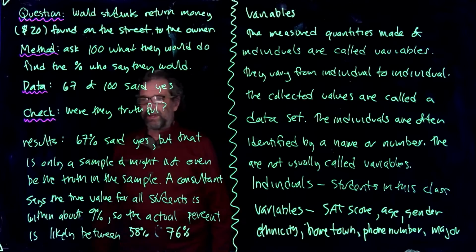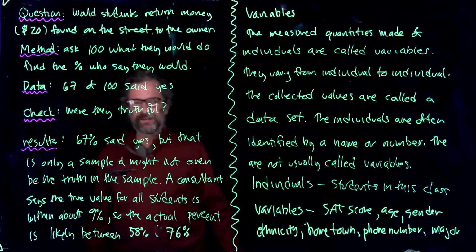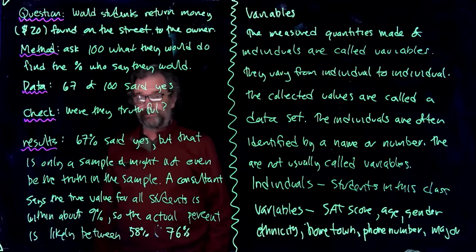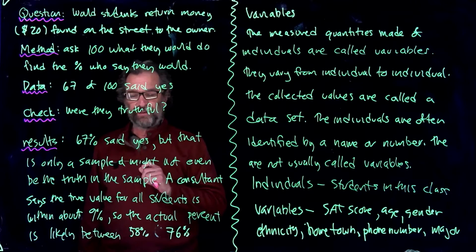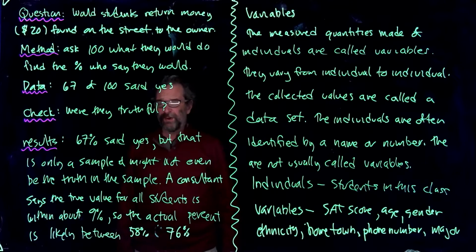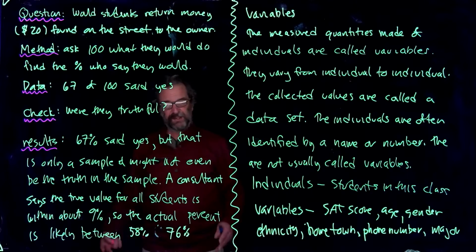So we're worried about that, but we continue on, and we give our results. It says 67% said yes, but that is only a sample. That reflects the sample alone. And that might not even be the truth for the sample. So not only is it a small group of people, and that percentage isn't going to represent the percent for all students, but what they said might not even be the truth. So that's the limitations of the results.